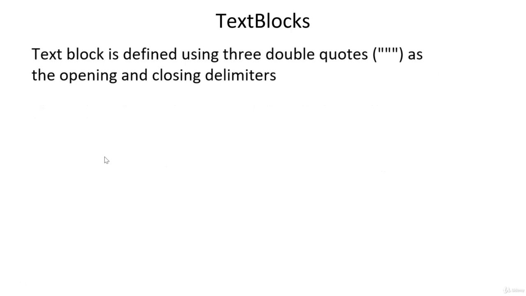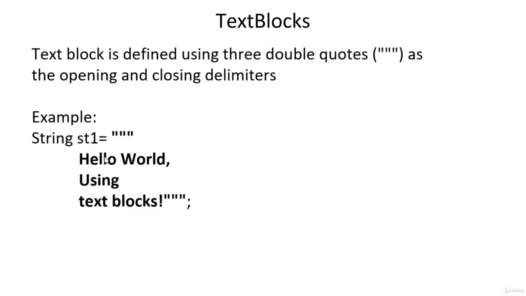TextBlock is defined using 3 double quotes as the opening and closing delimiters. Example: so string starting with 3 double quotes and ending with 3 double quotes, and string is spread over multiple lines.